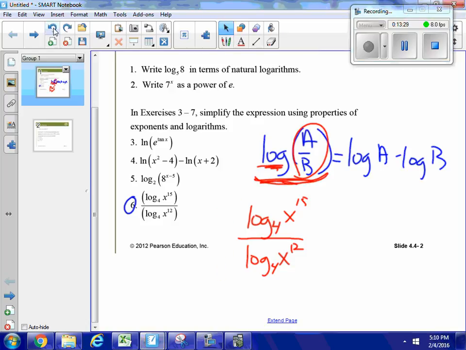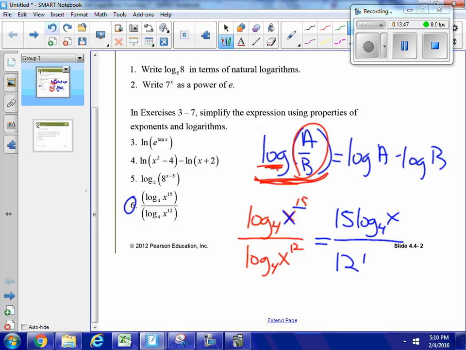Well, I think I'm going to use the power property with this one here. I'm taking a logarithm of an argument with an exponent. So I'm going to change it into 15 log base 4 x divided by 12 log base 4 x. Well, log base 4 x is the same as log base 4 x, so that's going to be 1. So my answer is going to be 15 over 12, which I can simplify into 5 over 4.